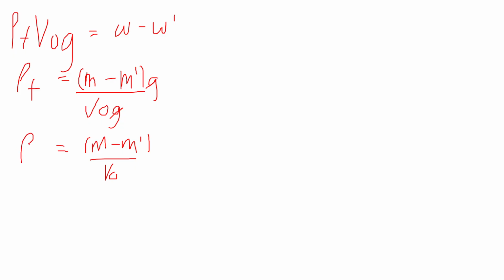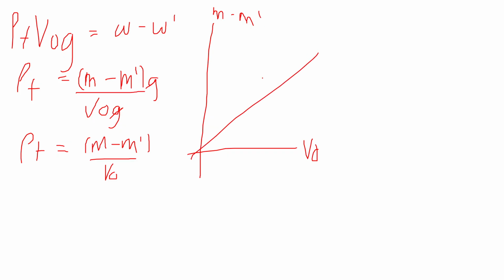Okay, as you can see here, it's something divided by another something, right? So if we graph this, well, we love graphs with V0 as the x-axis and M1. It's going to be a linear graph, and this gradient will be equal to the density of the fluid.